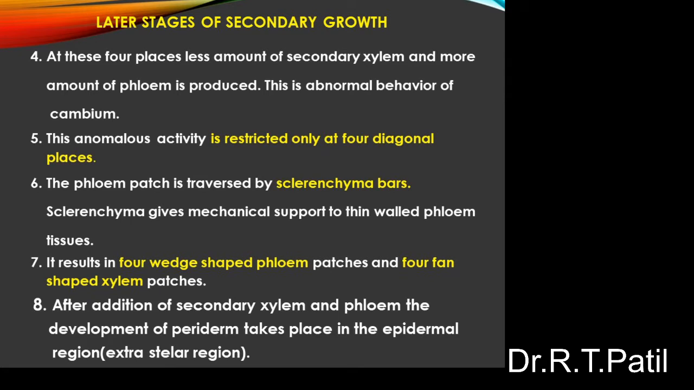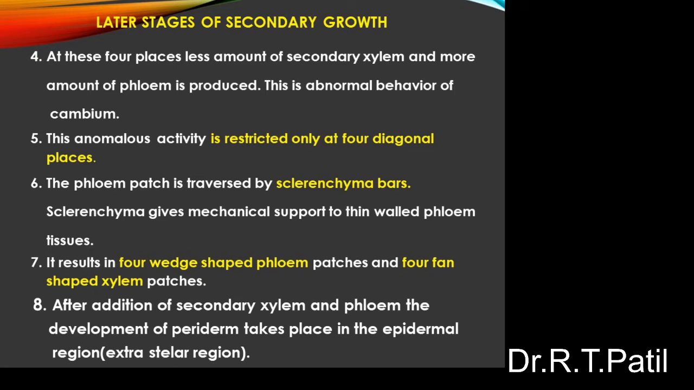At these 4 places, less amount of secondary xylem and more amount of phloem is produced. This is abnormal behavior of cambium. This anomalous activity is restricted only at 4 diagonal places.